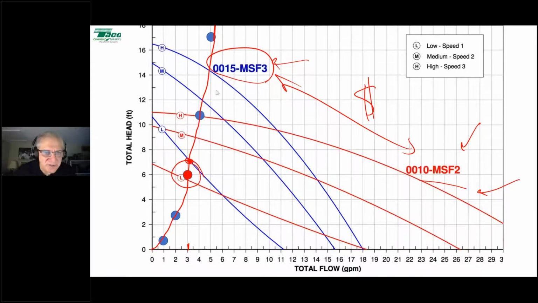And here's why. Really good question, Steve. So let's say this is a zone valve system, and all my zones are calling.